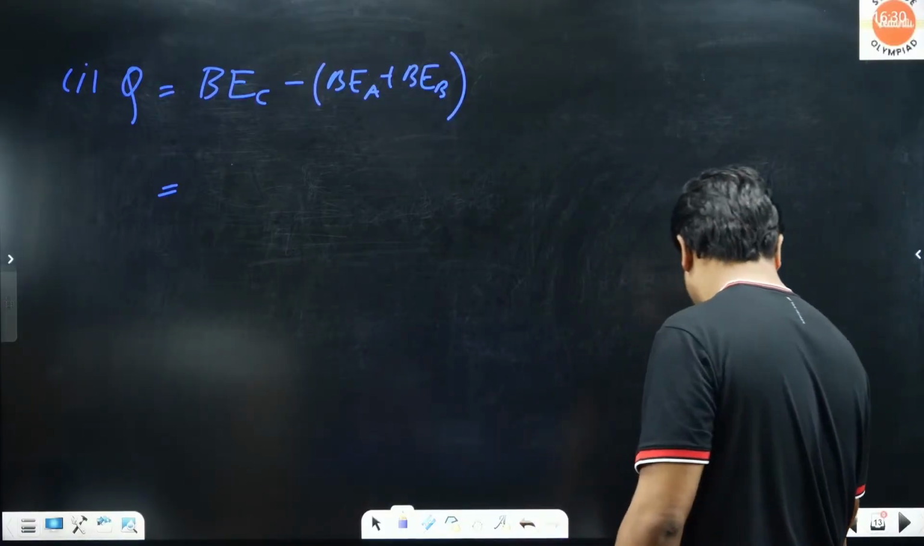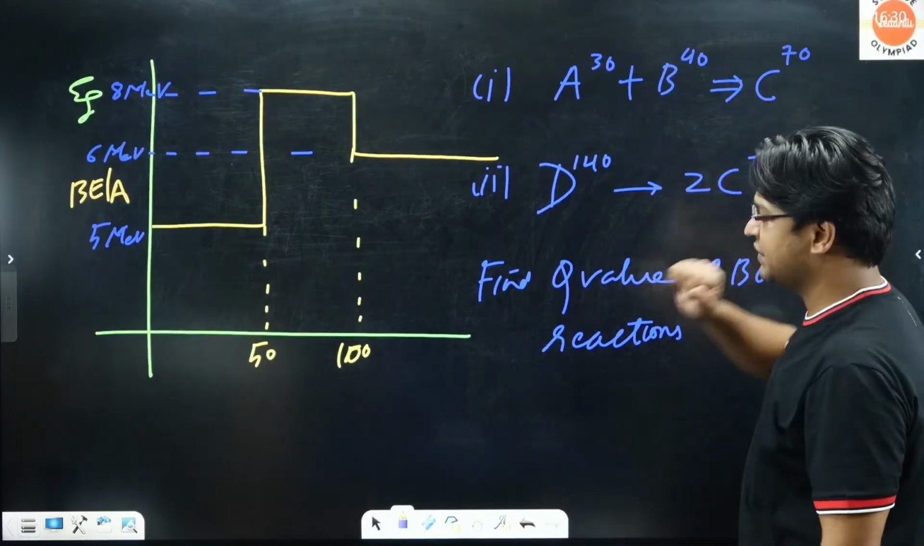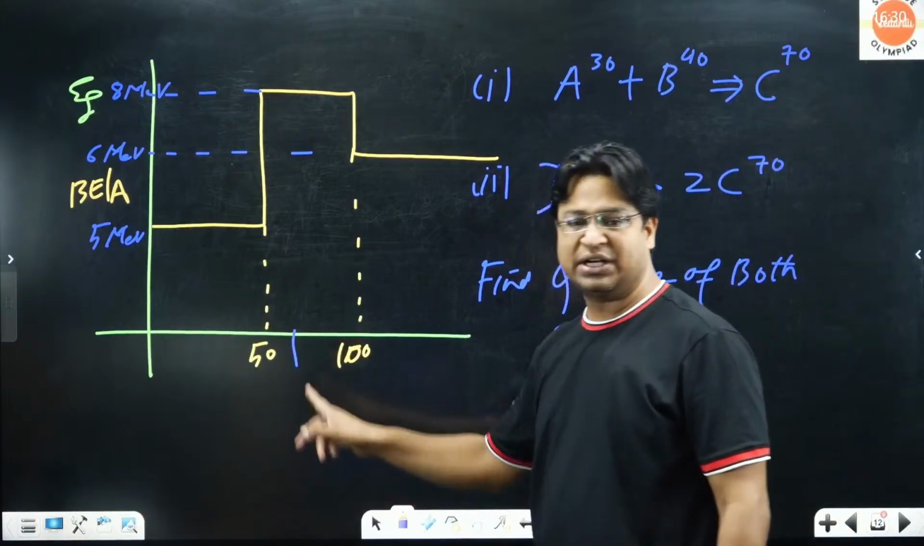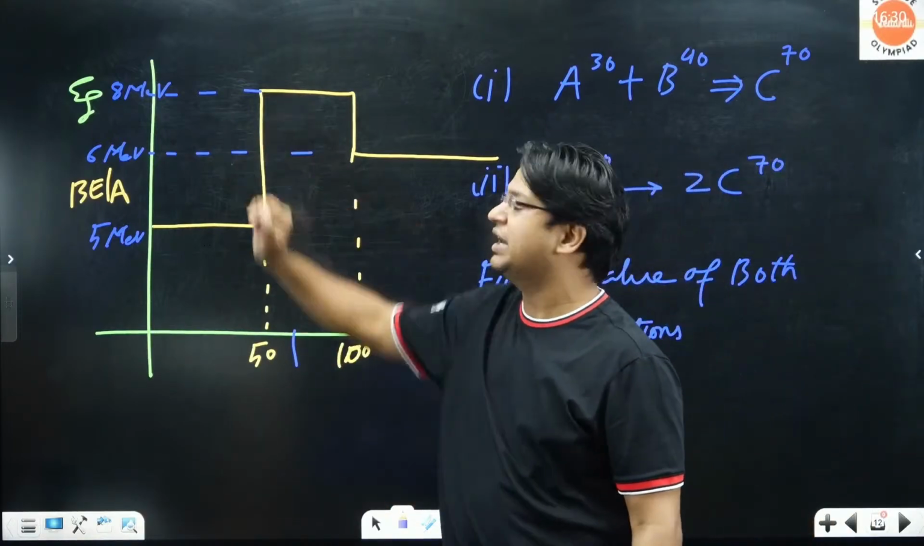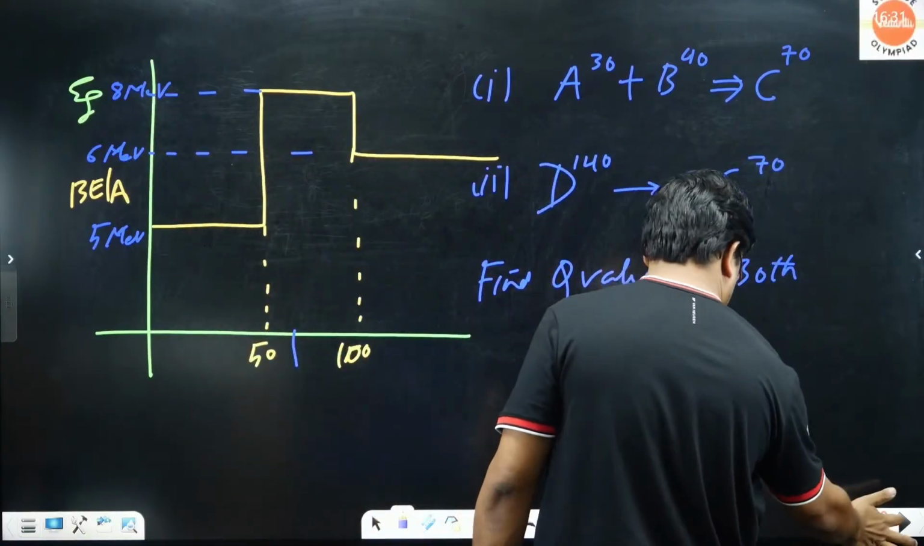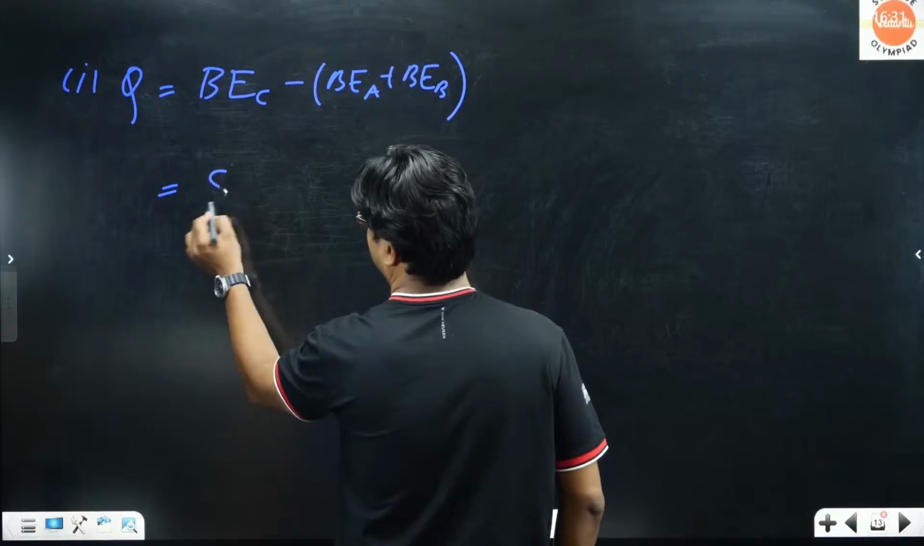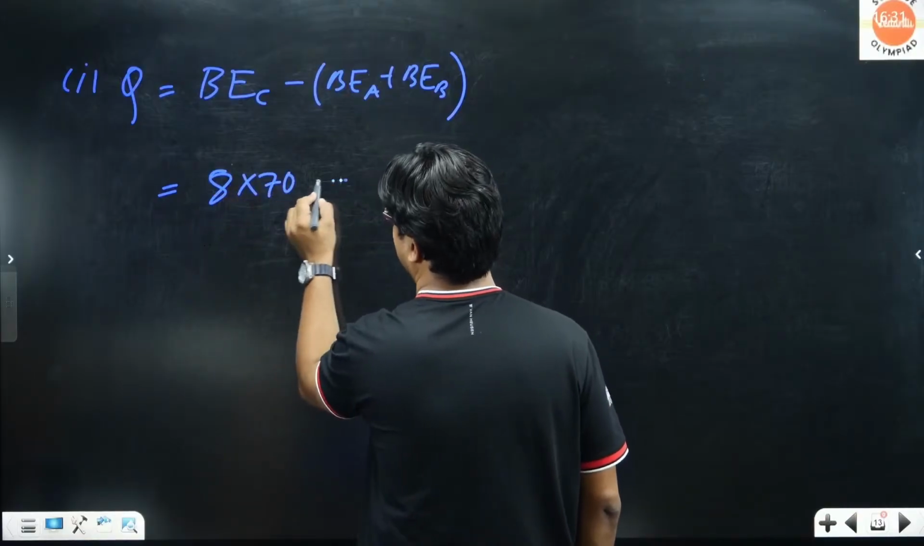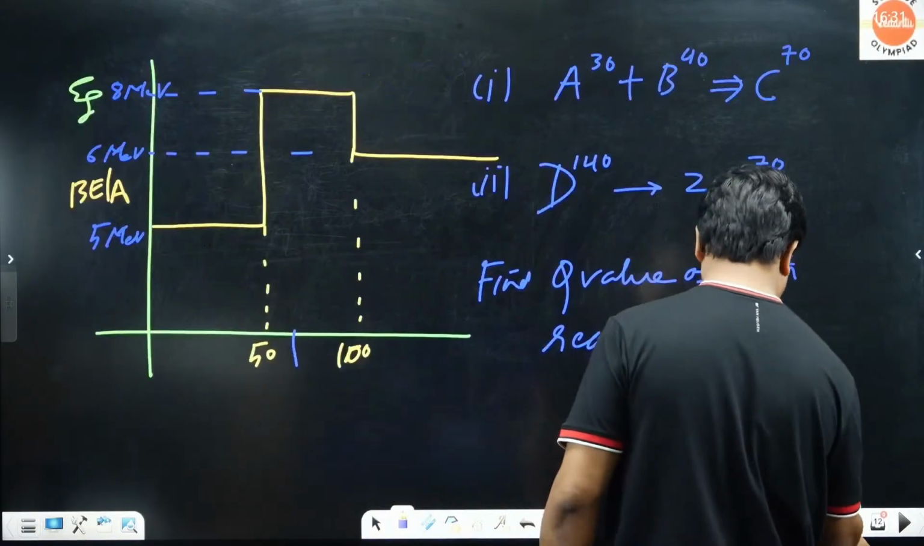So the binding energy of C would be how much? C has a mass number of 70. At the value of 70, the binding energy per nucleon is 8. So 8 multiplied by 70, how much is it? 8 into 70, that is 560, minus the binding energy of A and B.